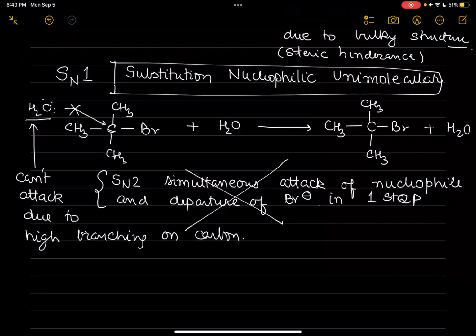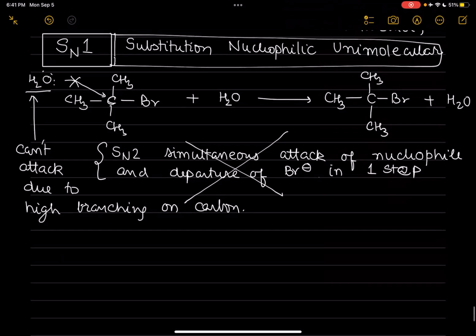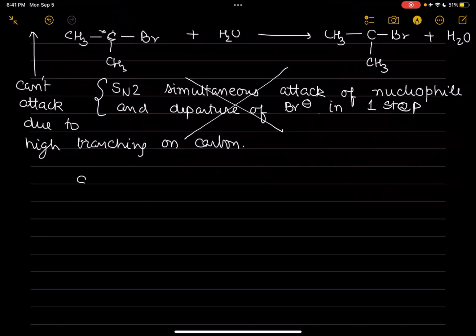Okay. So if the water molecule can't come and attack the carbon directly, it cannot attack, which means SN2 cannot happen. Then how does the reaction take place? The reaction takes place by some other mechanism. That is called SN1. Okay. So direct attack is not possible. SN2 is not possible. SN1 is possible.